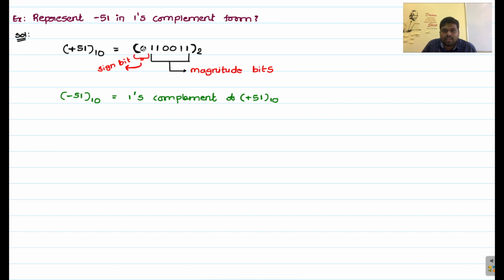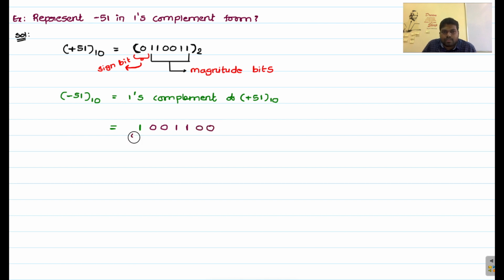So first, instead of 0 I will take 1 in this second step. What you will get in the sign bit is 1, because the given number is minus 51, so I take sign bit 1. Next, the rest of the bits are magnitude bits, so I have to represent these bits in their ones complement form. You already know that inversion of bits gives the ones complement of that particular number. Here the given number is 110011, and I want to calculate its ones complement. Just invert all the bits, then you will get 001100.